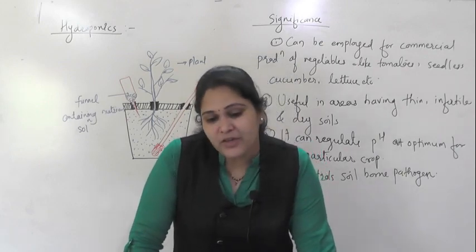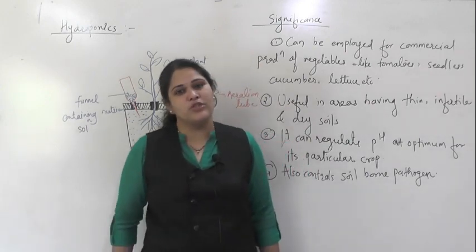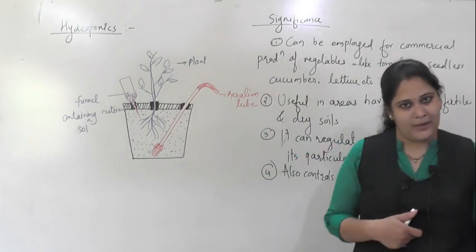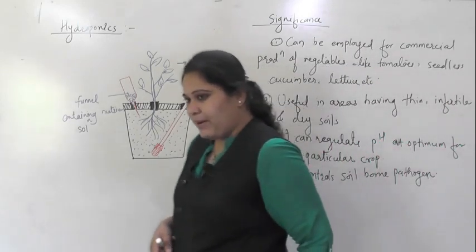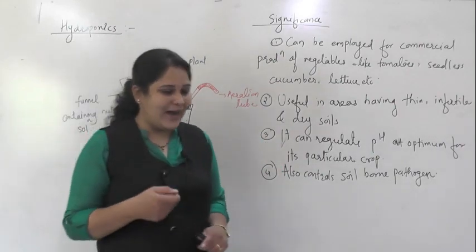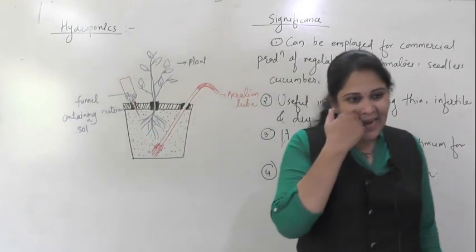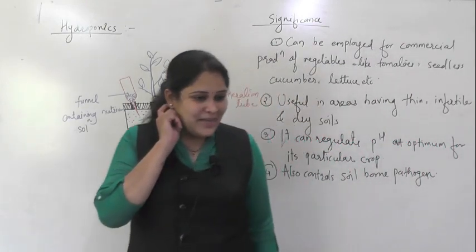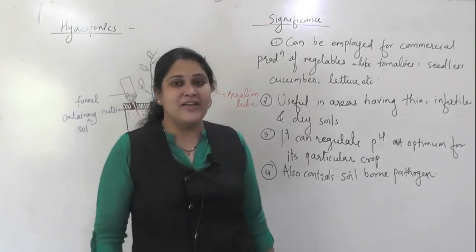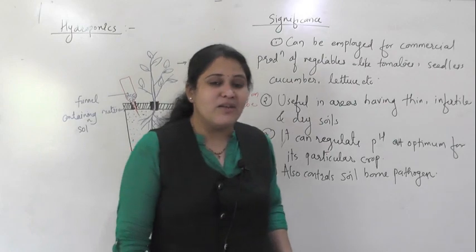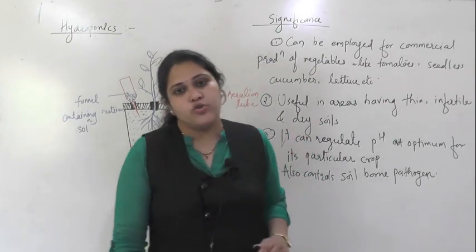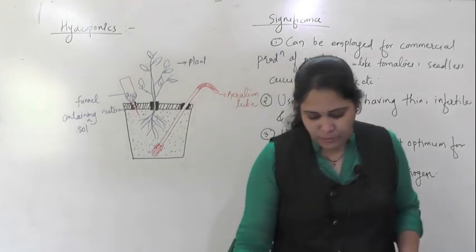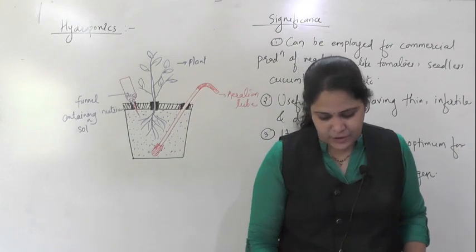Sand culture provides natural support to the root system. As we discussed, in hydroponics there is no natural support to the plant. But if we are using sand, plants will get natural support, plus the sand is supplied with nutrient solution. So sand culture is regularly used in dry areas where soil is infertile, dry, and contains very few minerals. There also this technique is commonly used. So this is known as hydroponics or soil-less culture.